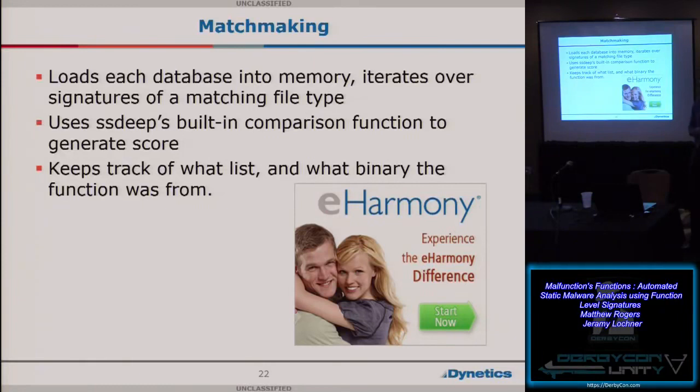Then from there, we use SSDeep's built-in comparison function to generate a score for each function. The scoring is on a 0 to 100% scale. 100 means it's an exact match. A more mid-range score might mean it has some similar functionality, or it's similar at least. And 0 just means it doesn't match at all. And from there, we keep track of what list it's on, blacklist or whitelist, as well as what binary the function was from.